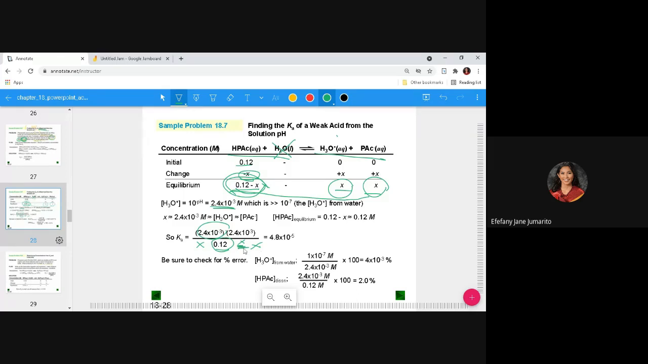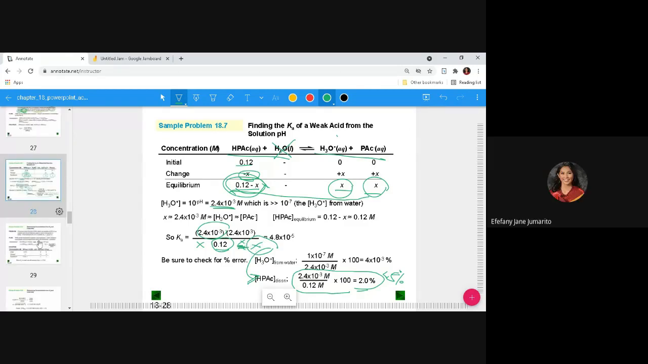Then after that, we check if our assumption of neglecting x is correct using the percent dissociation. If the percent dissociation is less than 5%, then your assumption of neglecting x is correct. Here, your dissociation is only 2.0%, which is smaller than 5%, so your assumption of neglecting x is correct.